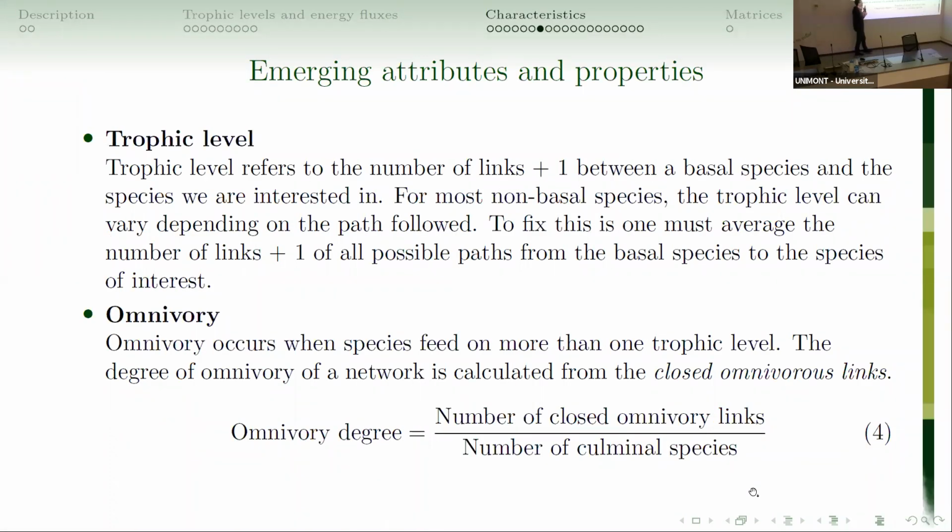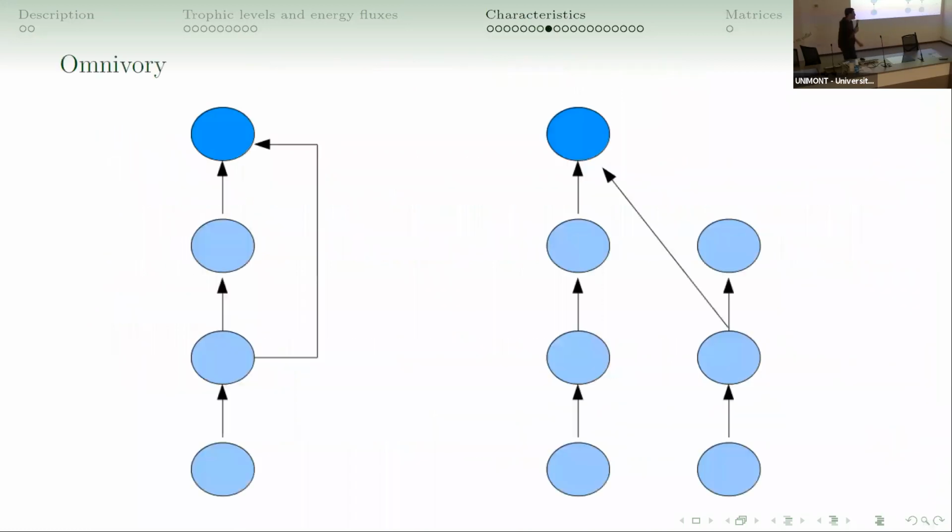We quantify omnivory with this variable, which is the number of closed omnivory links divided by the number of culminal species. You know what a culminal species is? It's the species that doesn't eat, that is not eaten by any other species. But you don't know what the number of closed omnivore links is. And the number of closed omnivore links is exemplified here.